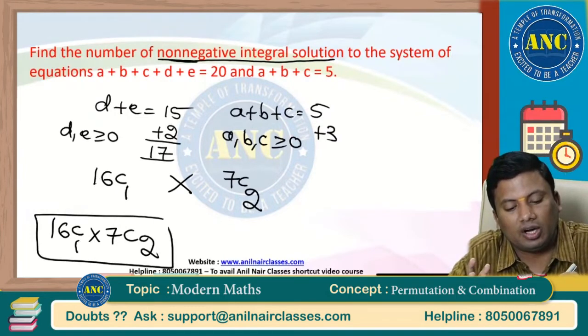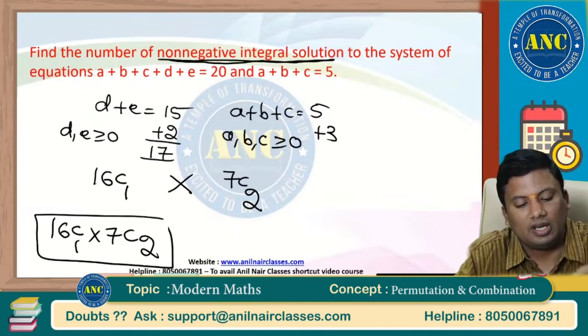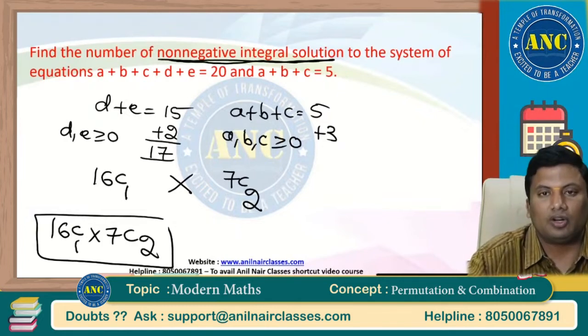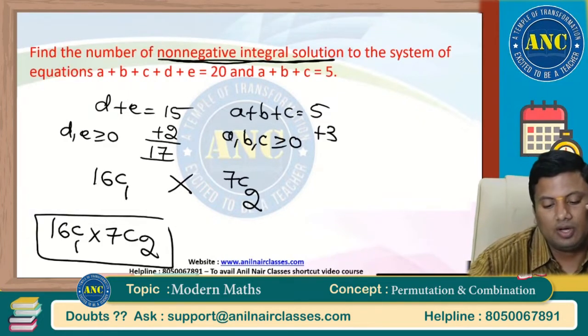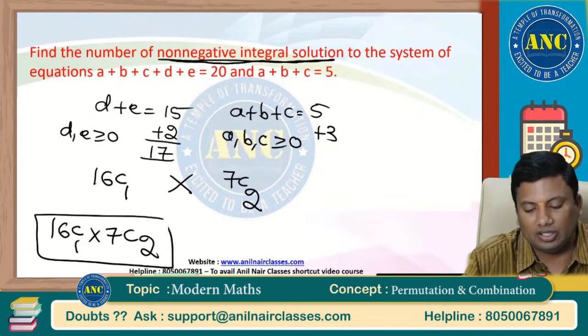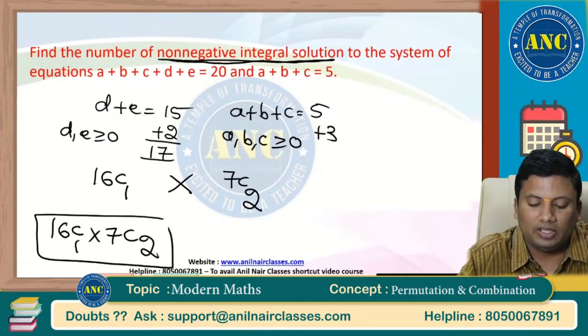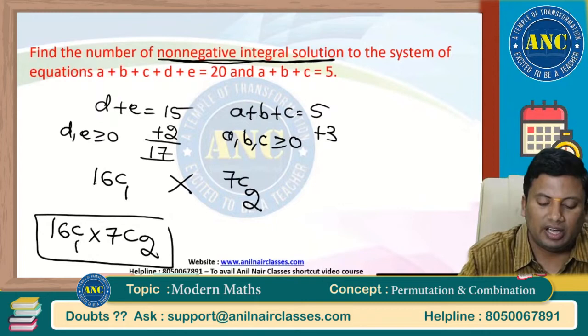Because it is a non-negative integral solution, the variables are starting from 0. For D and E, 15 plus 2, 17, 16C1. For A, B, C, 5 plus 3, 8, and the answer is 7C2.